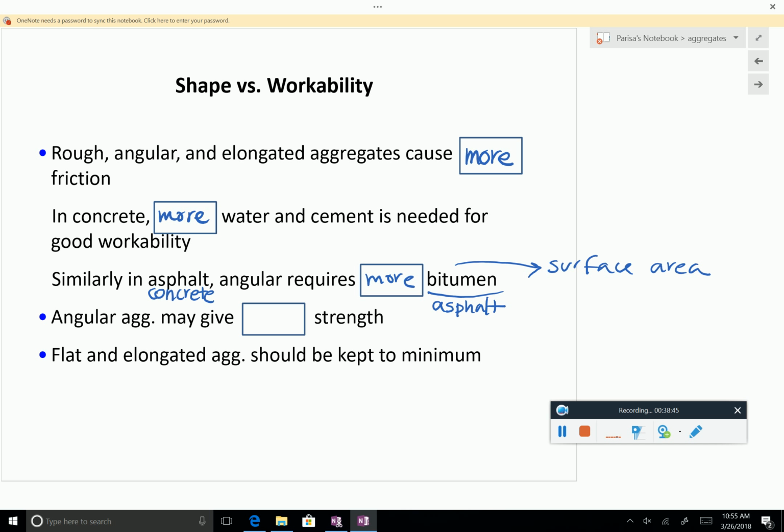Does everyone follow? If you have angular aggregates, they interlock. One aggregate interlocks with the other. This interlocking creates friction and prevents slip. You should have this experience: if you have a pile of marbles, in the extreme case, if you go over it, the whole thing is going to roll down, right? You have no friction. You don't want to go on top of that.